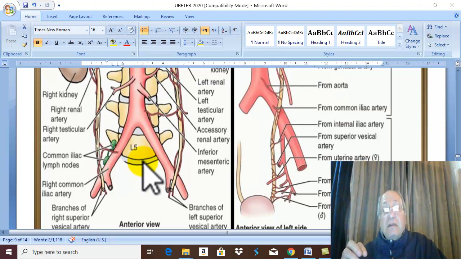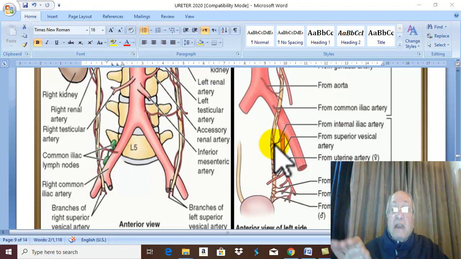The afferent pain fibers from the ureter pass retrogradely with the sympathetic fibers supplying the ureter to reach the spinal cord segments from T11 to L2. And this is very important in pain coming from the ureter, which is called ureteric colic. T11 to L2.